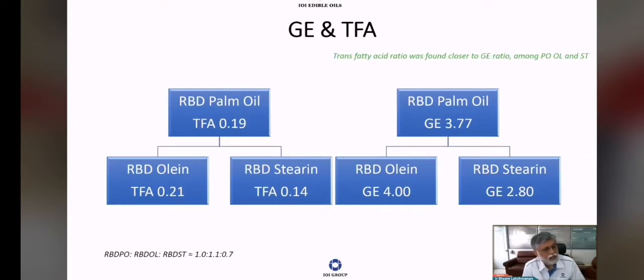Here we found that it tended to follow more the trans. So this could be a quick indication for what is your possible quality of your refined, what is going to be the GE level in your olein.